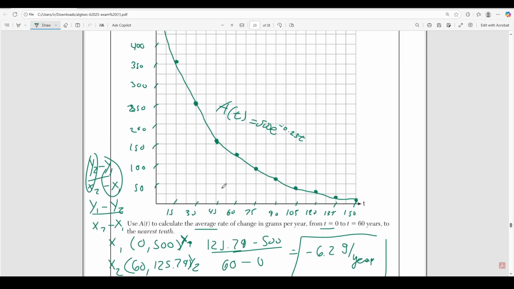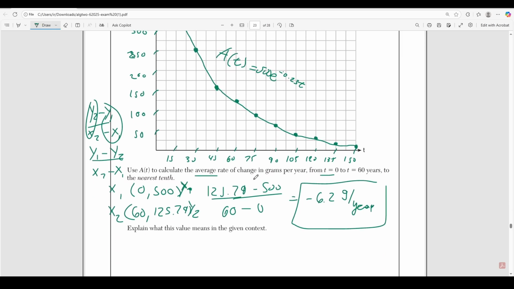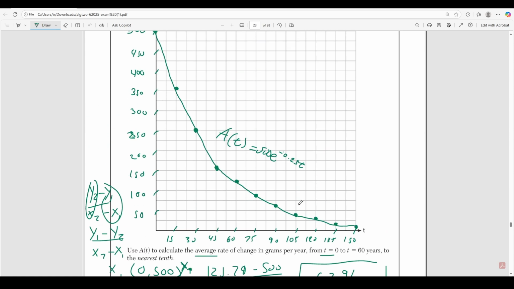Remember, it's the slope between 2 points. Whatever unit is on the y-axis is the unit that goes on top, and whatever unit is on the x-axis, which in this case is time, more specifically the amount of years, goes in the denominator of that fraction. So remember, average rate of change always has to have units.